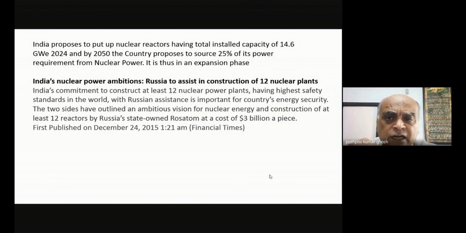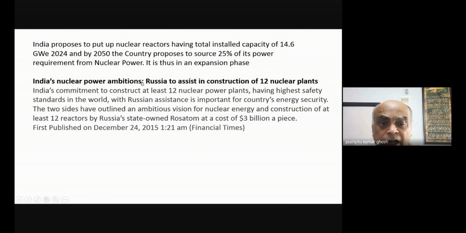Okay, that it wants to have an installed capacity of something like 14.6 gigawatt electrical by 2024, and by 2050, it wants to source something like 25% of its power from nuclear power. Now this will require a massive expansion of our nuclear infrastructure in our country. And whether at the end, because nuclear also has its downside of safety, there are concerns. But I'll tell you how some of those concerns are being addressed.